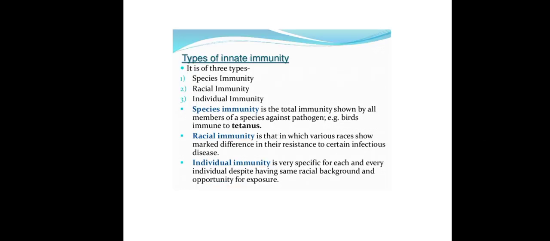Types of innate immunity. There are three types: species immunity, racial immunity, individual immunity. Species immunity is a total immunity shown by the members of a species. For example, in birds, it is naturally produced in the body as an immune response to tetanus. Racial immunity means various races show marked differences in resistance to certain infectious diseases. Individual immunity is a specific immunity that each and every individual has, despite having the same racial or species background.